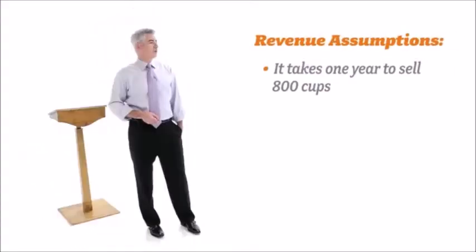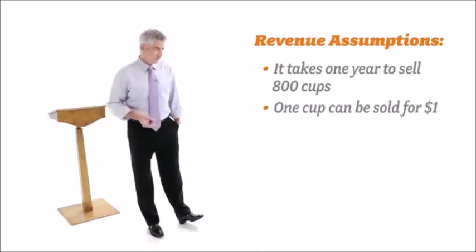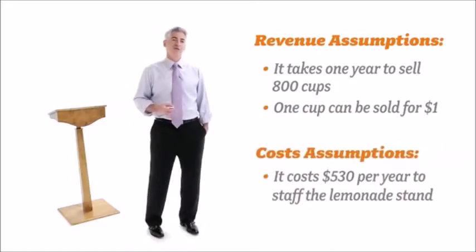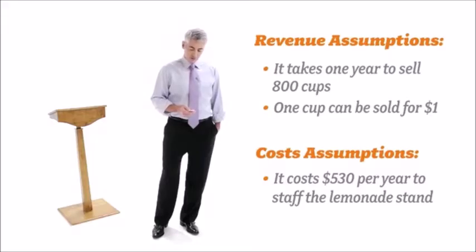So let's make some assumptions about how the business is going to do over time. We're going to assume we're going to sell 800 cups of lemonade a year. We're going to assume that each cup we can sell for $1, and it's going to cost us about $530 per year to staff our lemonade stand. So now let's take a look at the income statement.